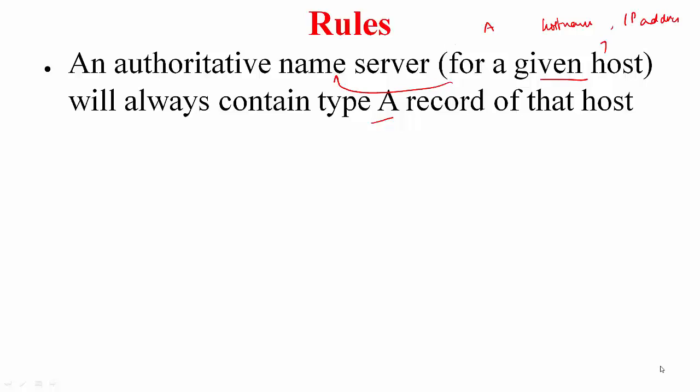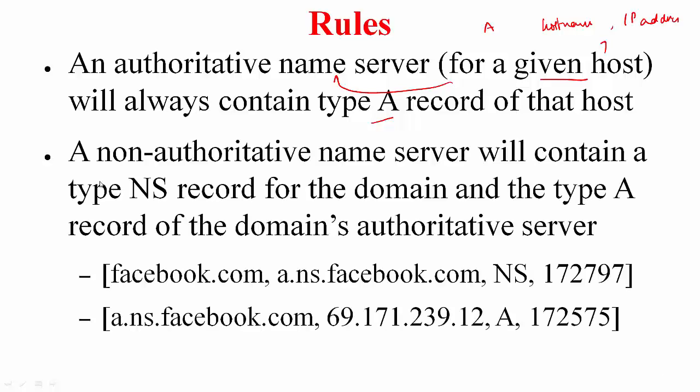If it is a non-authoritative server, for example a TLD server, what type of records should that particular server contain? Well, it should contain both the type NS record as well as the type A record of the domain's authoritative server. For example, the .com TLD will carry both a type NS, which specifies what the name server for this particular domain is, and in addition to this, it also needs to carry a type A record that maps this particular name server's host name to an IP address.